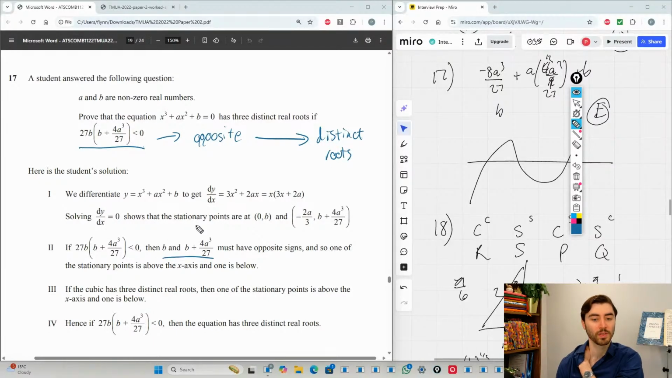But what they did is they went the other way around. They said if distinct roots, then opposite, and this, then opposite. So it works. But it doesn't follow through. The logic doesn't follow through from start to finish. So the converse of that should have been considered.